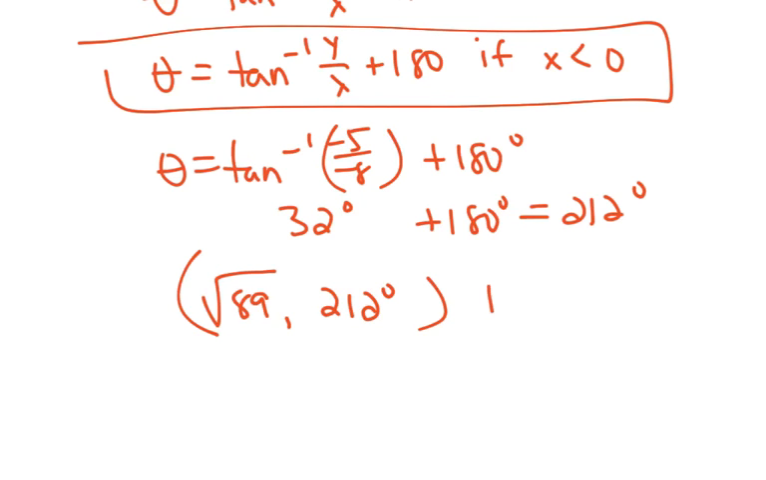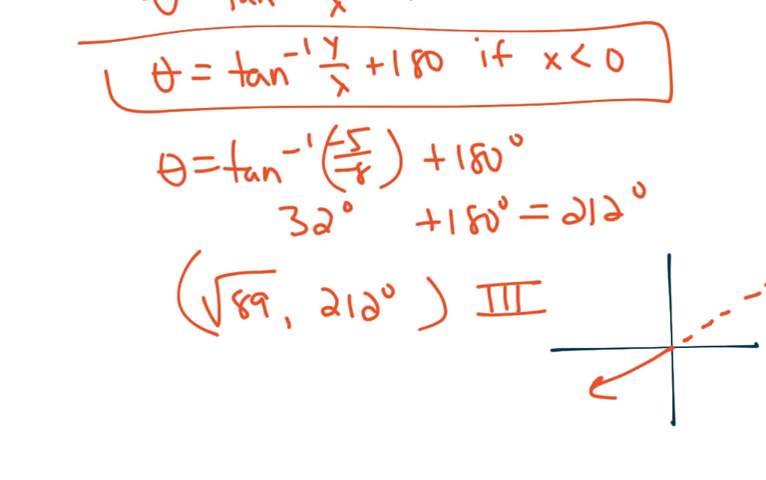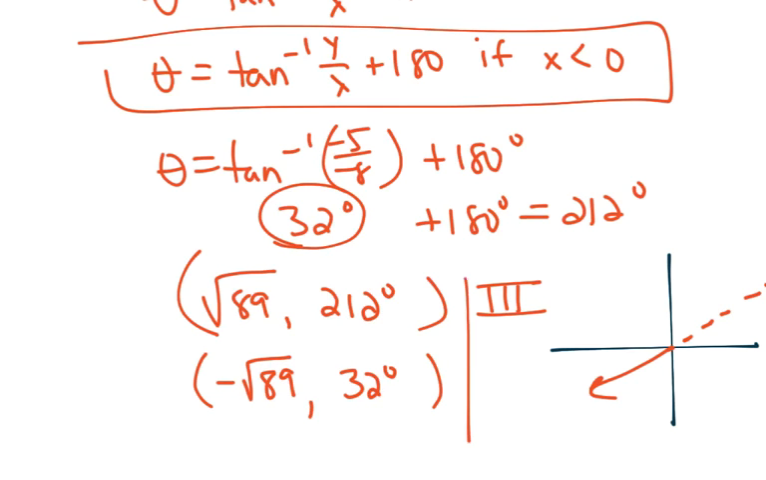This is in quadrant 3. So if you think about this on the coordinate plane, it's over here somewhere. We want to write one other angle for this, but it's got to be between 0 and 360. So the other thing that we can do is the radius could be negative if the angle is 180 degrees away from it. I already know what's 180 degrees away from it. It's 32. So the other ordered pair with the angle between 0 and positive 360 could be negative square root of 89, comma, 32 degrees.